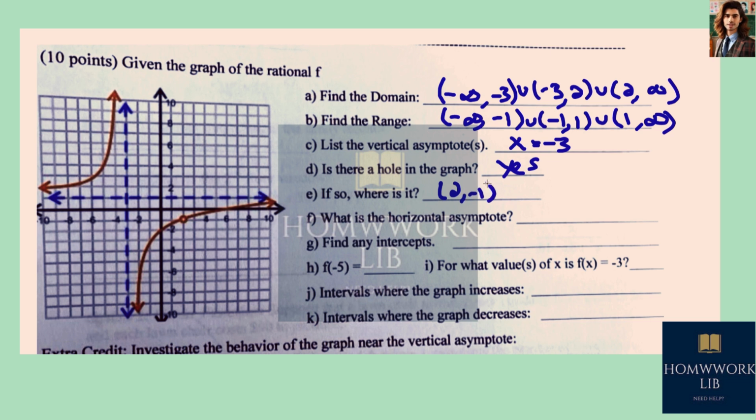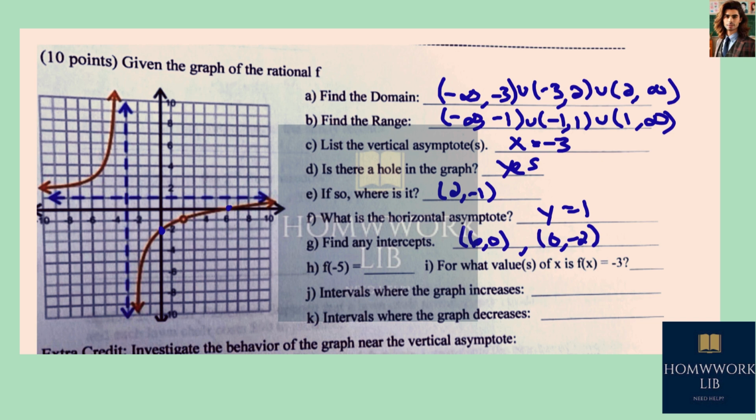What is the horizontal asymptote? Y equals 1. Any intercepts? We have x-intercepts at 6, 0, and y-intercept at 0, -2.